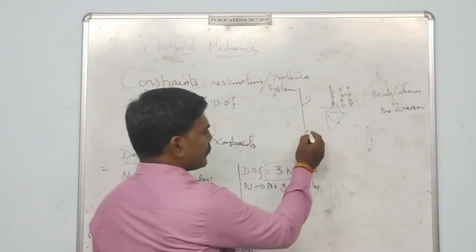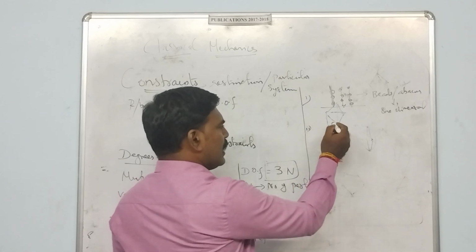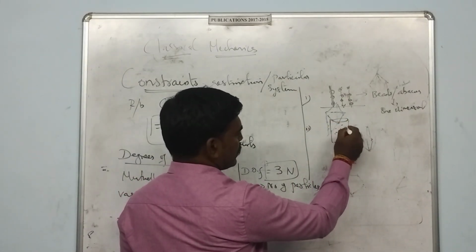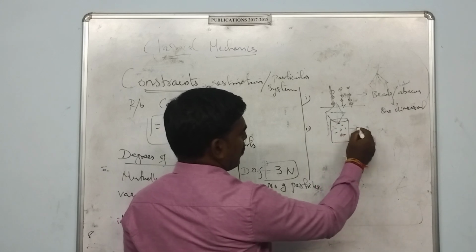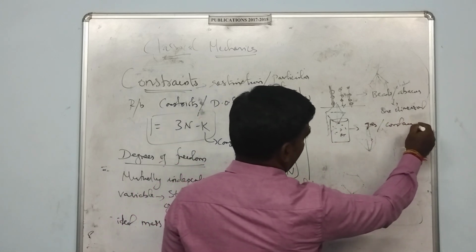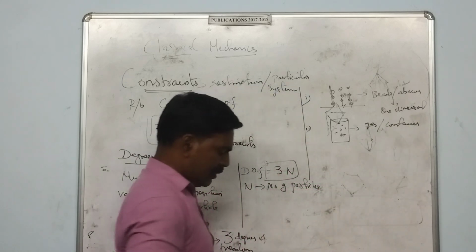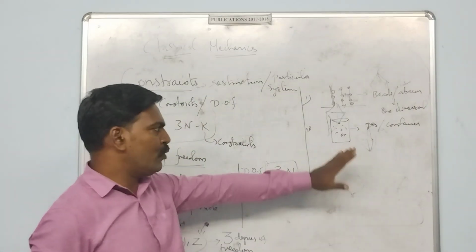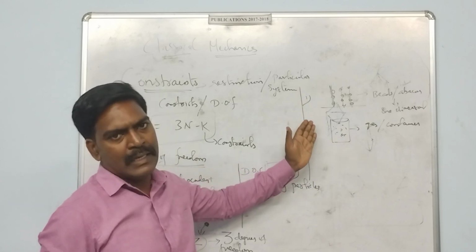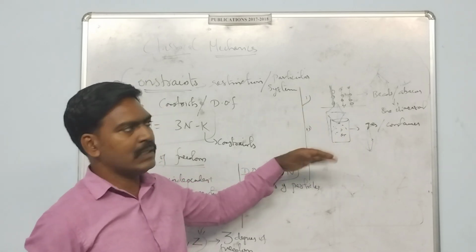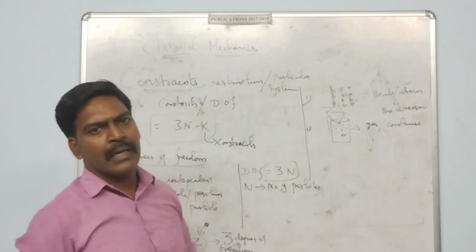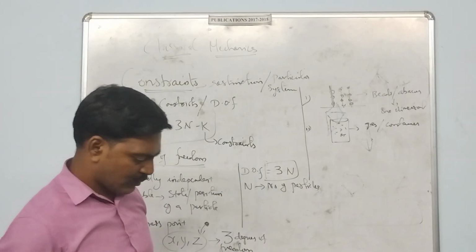Another one is gas particles moving in a container. Here the restriction is that they can move only within the container; they cannot move outside the container or cylinder. So this is another restriction for the movement of gas particles.